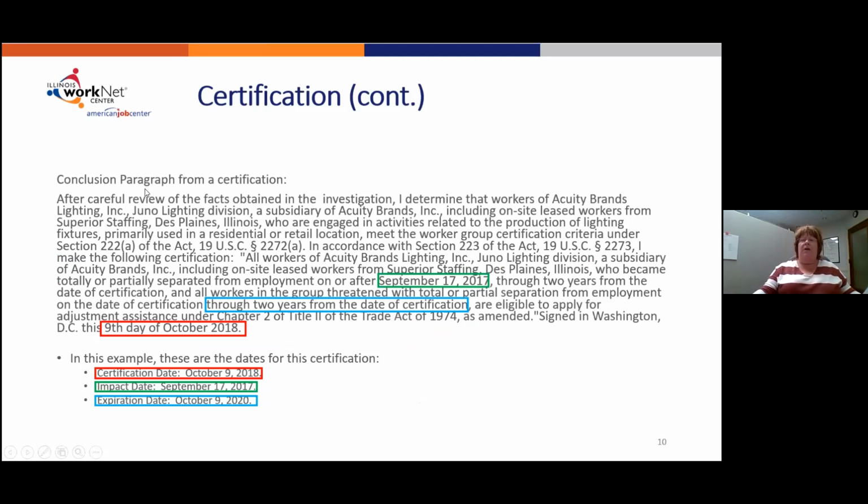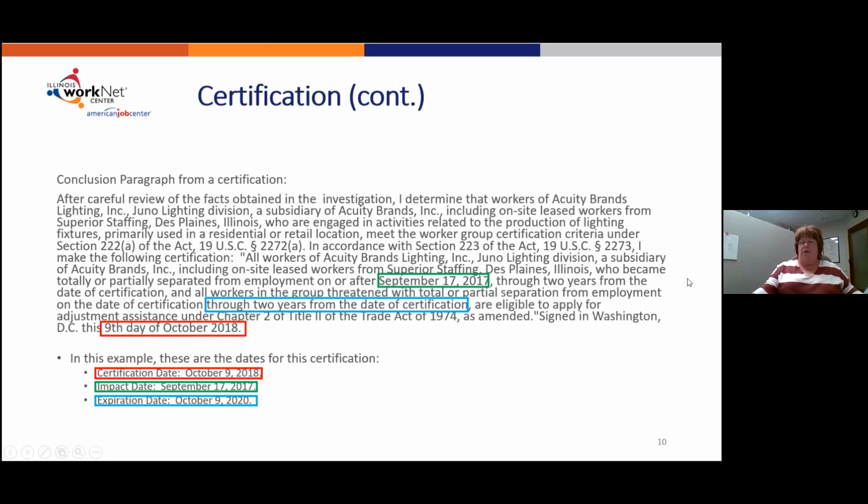So here is a conclusion paragraph, and this is where you'll find your dates. This is from an actual certification. So it talks about, after careful review, what kind of activities this worker group was engaged in. I just wanted to show the impact date for this because it says these people who became totally or partially separated from employment on or after September 17th, 2017. That is your impact date. That's the first date that someone could be laid off and be eligible under this certification. If they were laid off on September 16th, they do not fall under eligibility for this certification.